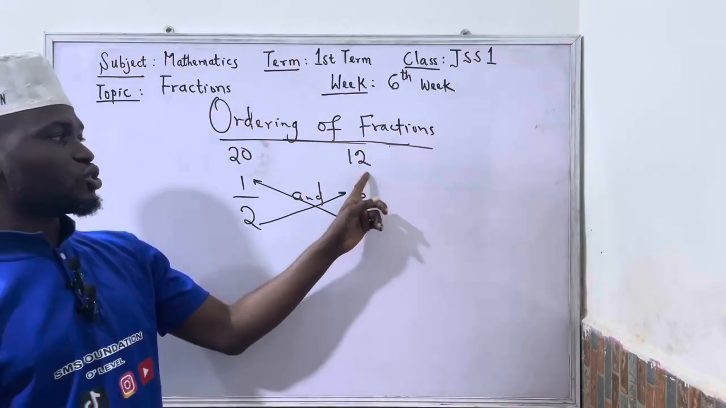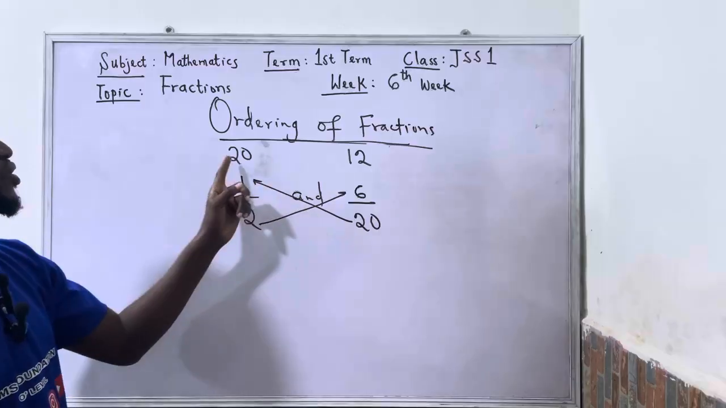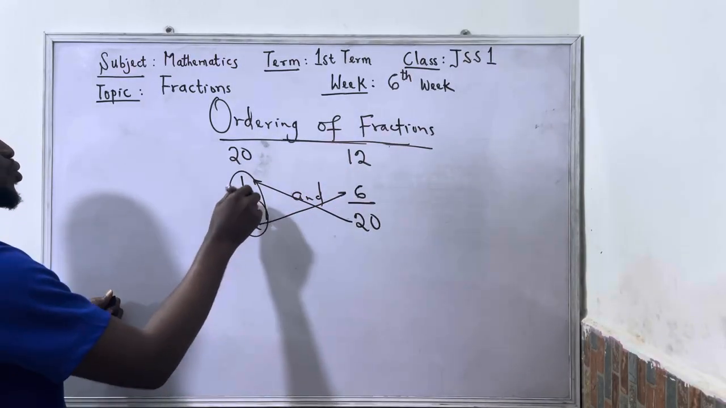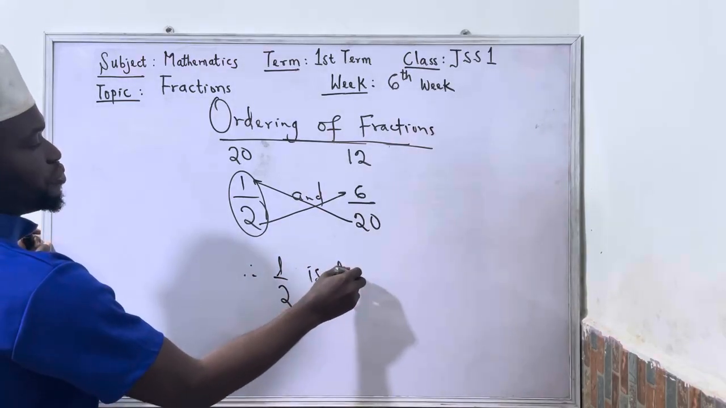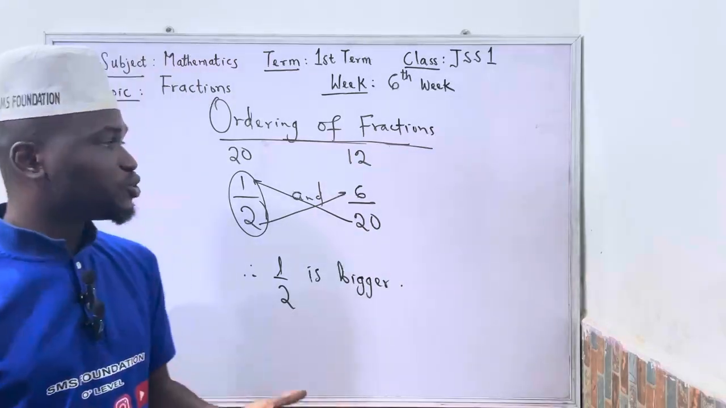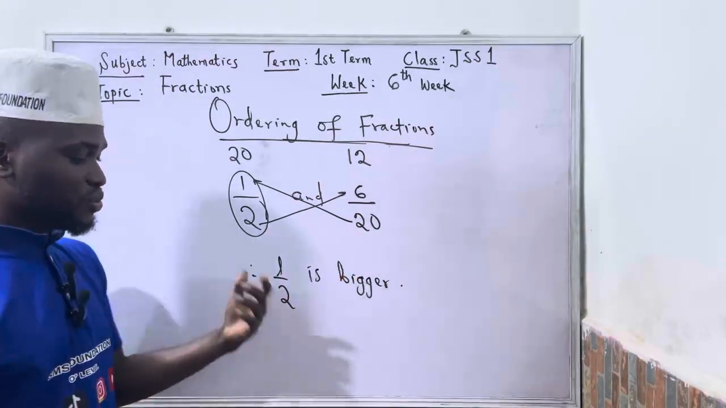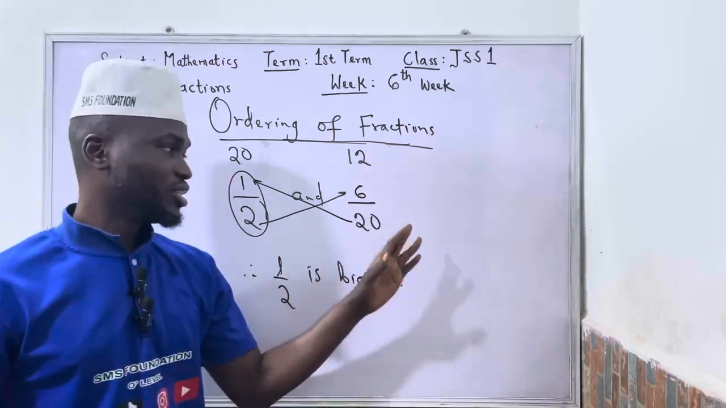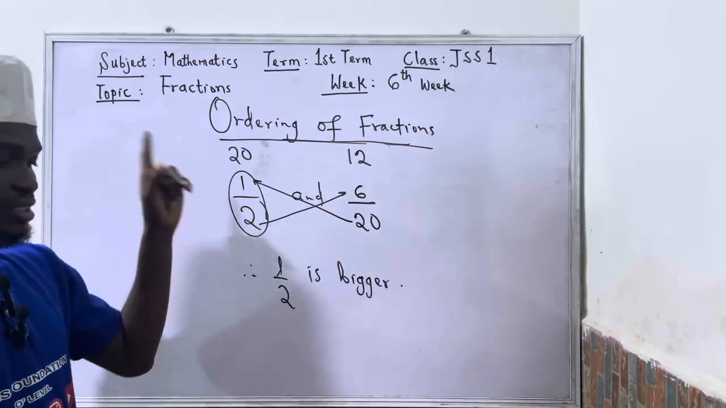For somebody that has rushed and said this is bigger, you will see that the person will fail the question. 20 is bigger than 12. Therefore, 1/2 is bigger. So that is how you can compare between two fractions. And if they ask you to select which one is smaller, you just say 6/20. You can use the same method. So 6/20 has to be the smaller, since this one is the bigger.